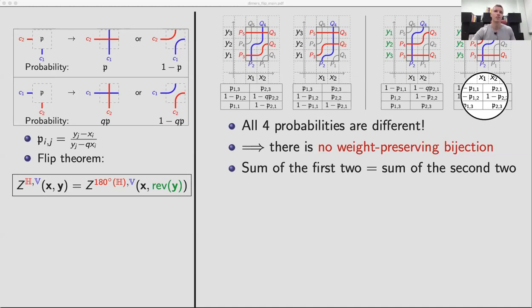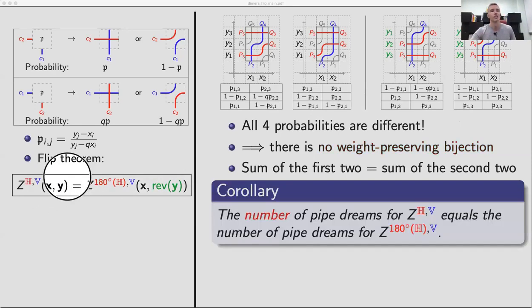So that's the magic of the Yang-Baxter equation somehow. Somehow there's some tricky constellations going on inside this theorem. And one curious corollary I want to mention, which you can get by taking a clever limit of these variables, is that not only the sum of the probabilities on both sides is the same, but also the actual number of pipe dreams, which contribute to the left and right-hand sides, is the same.